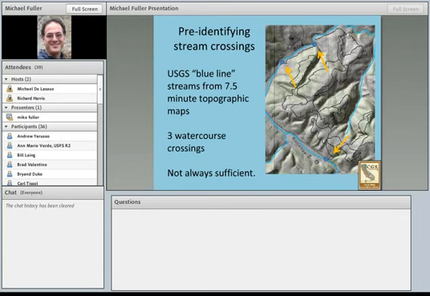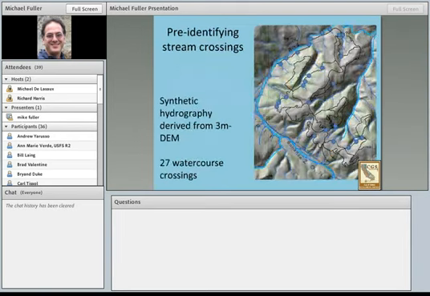This example illustrates the value of hydrography based on higher resolution elevation data. Using the previous approach identifies 3 crossings of an ephemeral stream. Unfortunately, USGS blue lines often underrepresent the drainage system, especially in arid or Mediterranean climates, such as this site in the Central Coast Ranges.